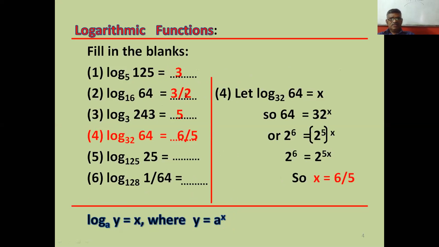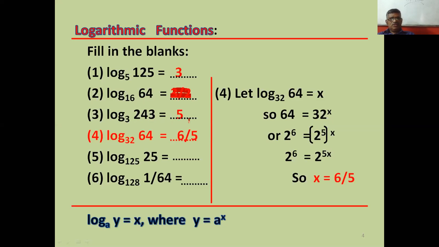Why? How do you find it? Suppose it is not given. We suppose that it is x, so that 64 equal to 16 raised to x. Express both with the same base. 64 is 2 raised to 6, 16 is 2 raised to 4. So 2 raised to 6 equal to 2 raised to 4 whole raised to x, or 6 equal to 4x, or x equal to 6 by 4, or 3 by 2.